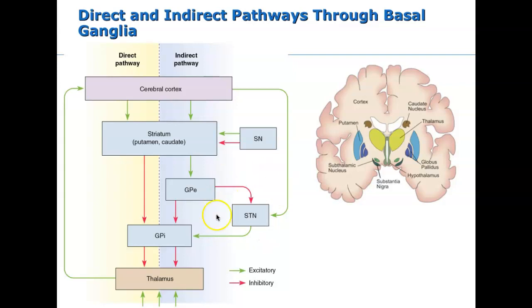Now, if you damage this part of the brain, or you have a lesion in the dopaminergic pathway, what's going to happen is you're going to have a difficulty initiating movement. Okay, you're going to have a great difficulty initiating movement.